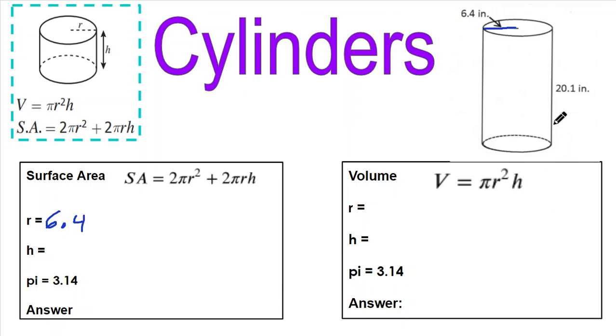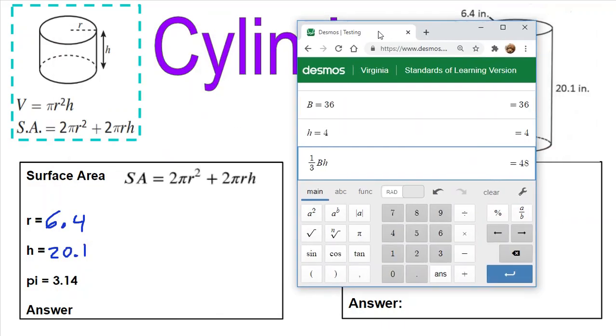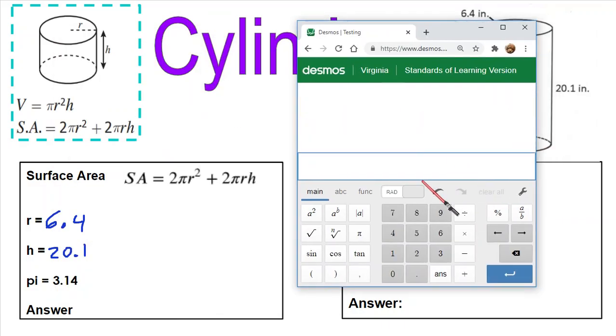The h is the height, how tall it is, and it says 20.1. And for pi, we always want to plug in 3.14. So now that I know that, I can fill those numbers into Desmos and get my answer. I'm going to write r equals 6.4. I'm going to type in h equals 20.1.